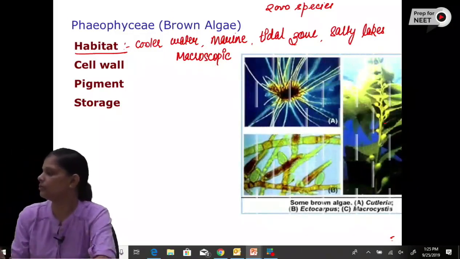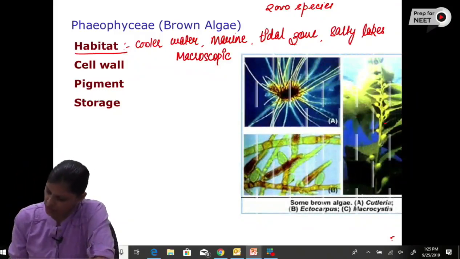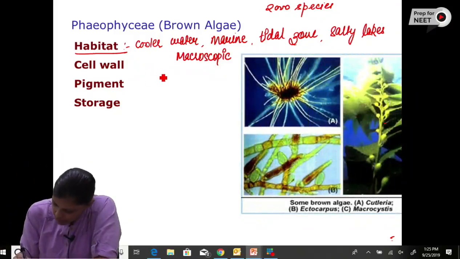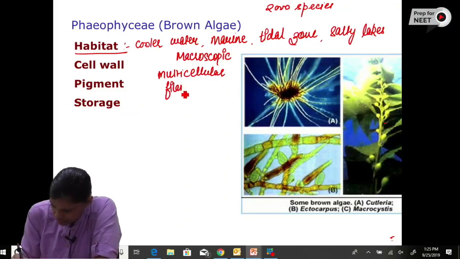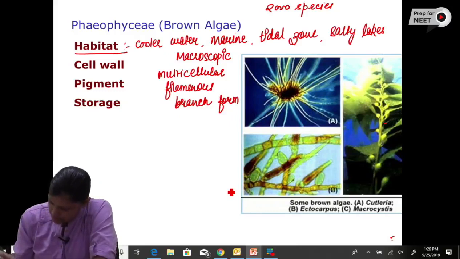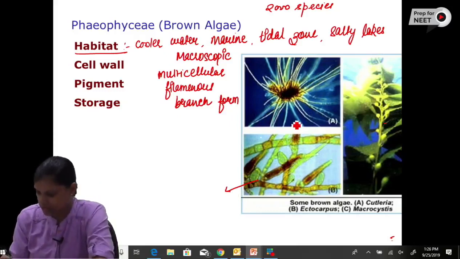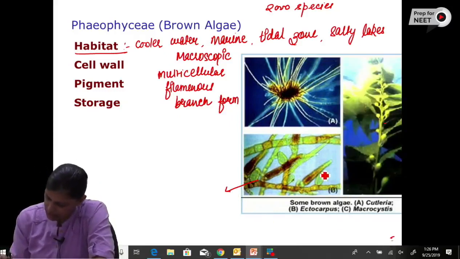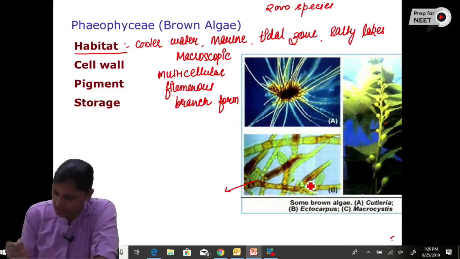So, if we talk about the structure of this alga, they are multicellular, filamentous, branched forms. For example, Ectocarpus. Here you can see in the picture that this is the form which is profusely branched, right.